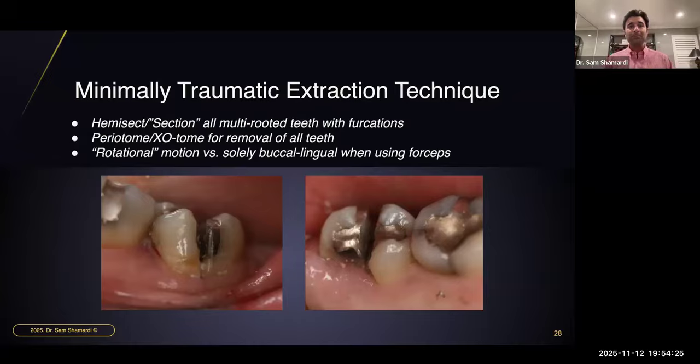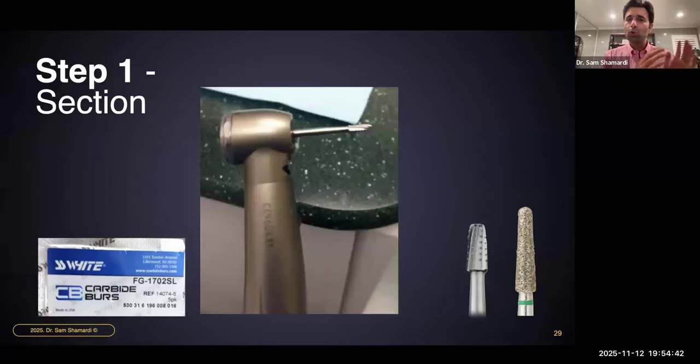So for that reason, we're going to be able to section these teeth and then employ a rotational movement similar to what we would do on conical roots so that we can avoid putting pressure on that buccal plate and extract those teeth again in as atraumatic a manner as possible. So we'll go through each of these steps real quick.